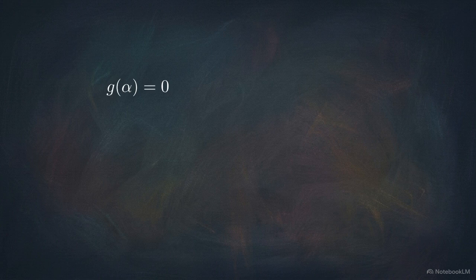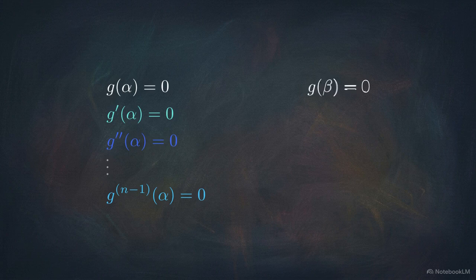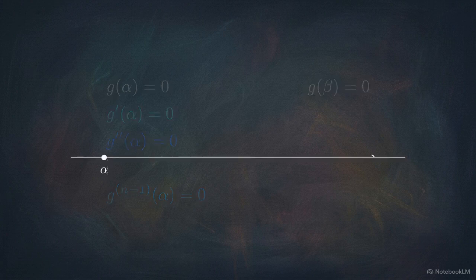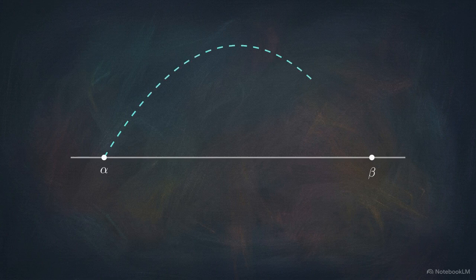First, because of how perfectly we built the polynomial at alpha, g of alpha equals 0, and all its derivatives up to n-1 also equal 0. Second, because we forced M to represent the exact gap at beta, g of beta must evaluate to 0. We can visualize this on a timeline, tracking the roots of g of t. Because g is 0 at alpha and beta, the mean value theorem dictates its first derivative equals 0 at an intermediate point, x sub 1.